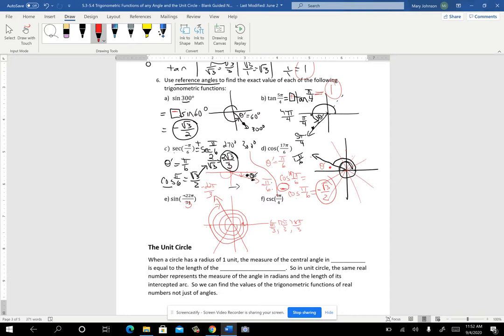All right, now what you want to do, let me change colors, is you want to know, well, what's this angle between the terminal side and the x-axis? So see how that's just 1 pi over 3? That's the reference angle. Okay.